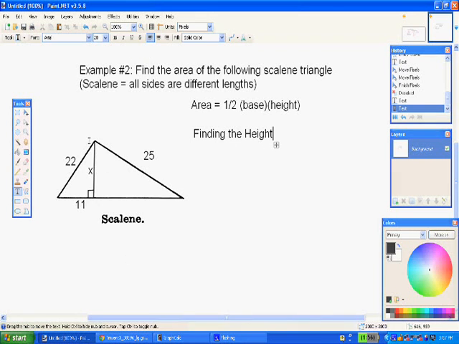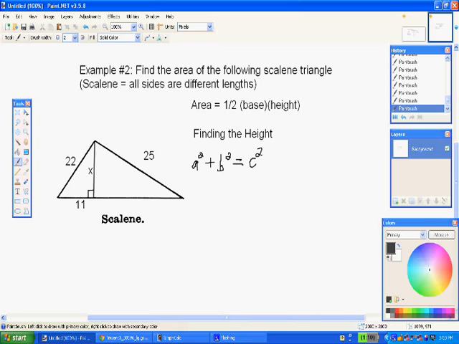We're going to bust out our Pythagorean theorem here to find the height. And then we will use our Pythagorean theorem again to find this other length. Alright, so remember, the Pythagorean theorem is a squared plus b squared equals c squared.